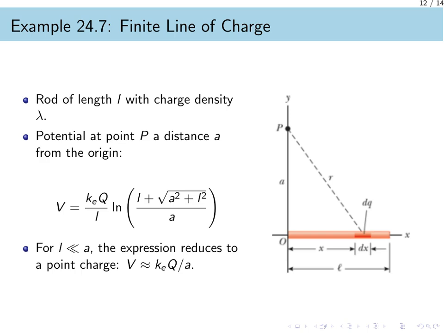Evaluating the integral yields the potential as Coulomb's constant times q over L times the natural logarithm of the quantity L plus the square root of a squared plus L squared, all divided by a. If the length of the rod is much smaller than the distance a, this expression simplifies to the potential of a point charge, which is Coulomb's constant times q over a.